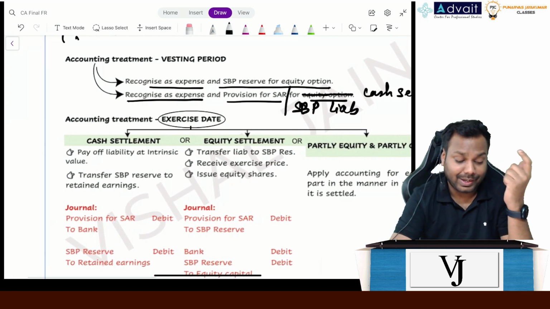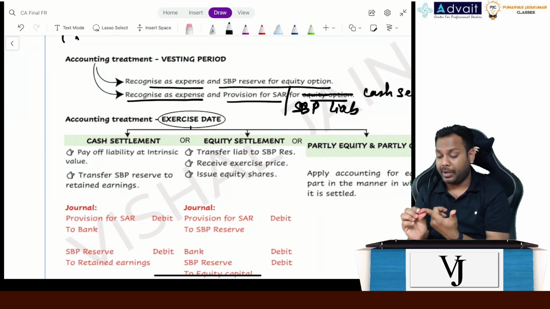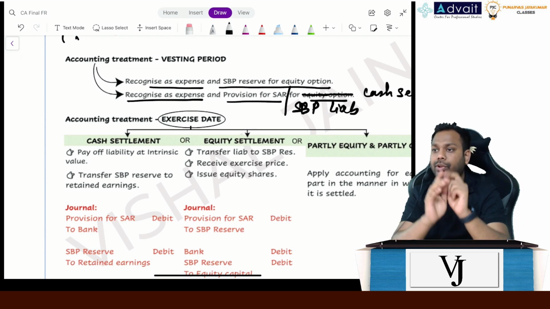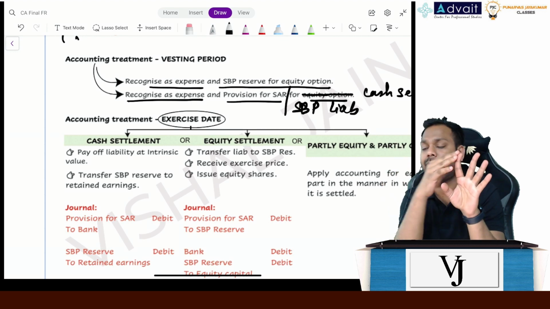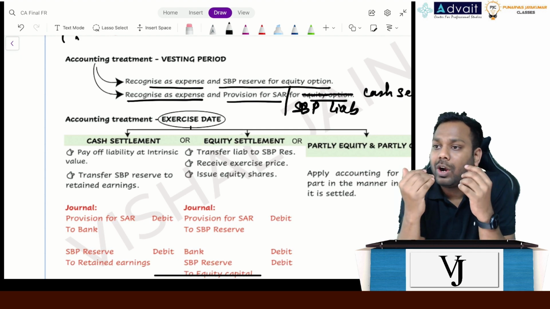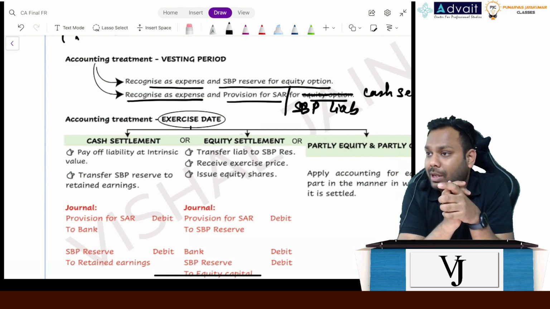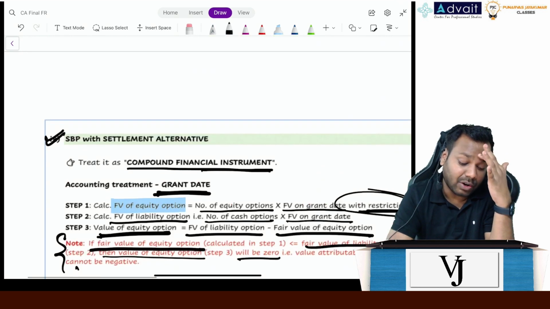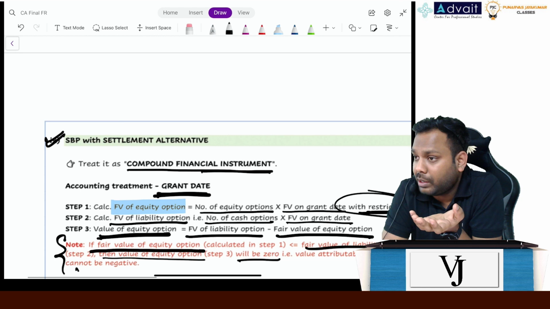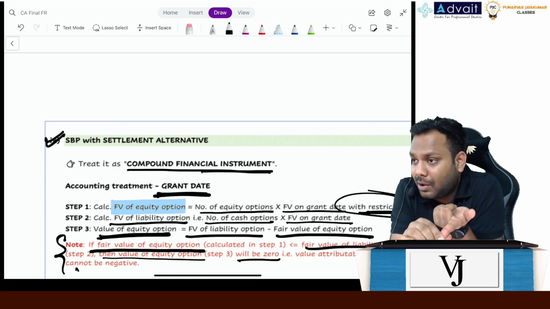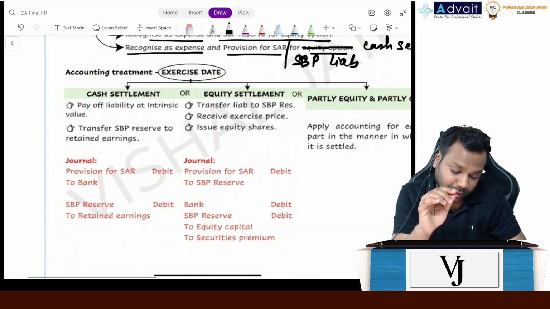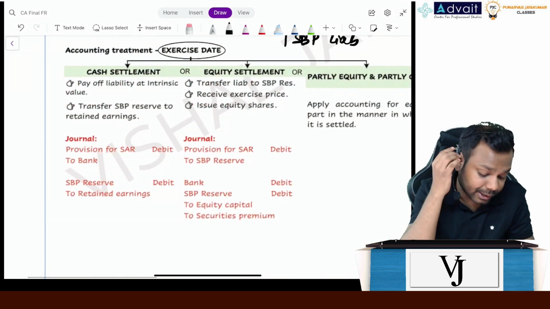Now, we discussed the accounting treatment for settlement alternative options. On the grant date, we'll do the split. During the vesting period, we'll recognize the expense and SBP reserve or service payment liability. Now comes the question, what will happen on the exercise date? What is the meaning of settlement alternative? It means the employees will have an option that they can take cash or they can take equity. The exercise date is very important here.